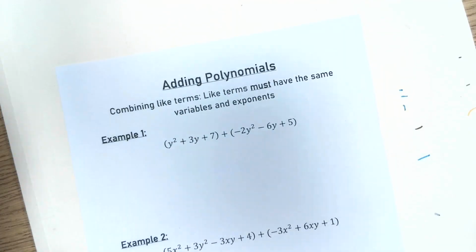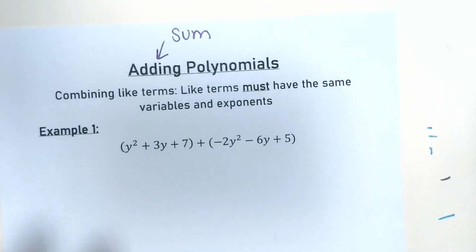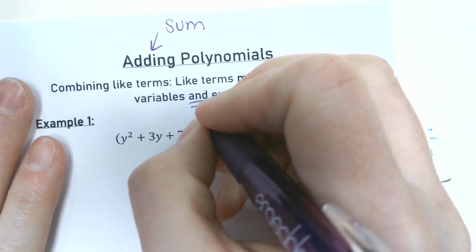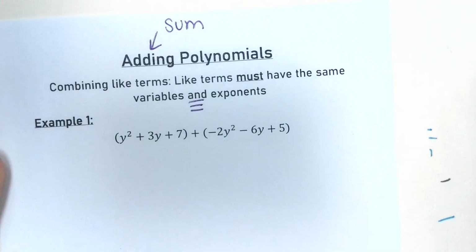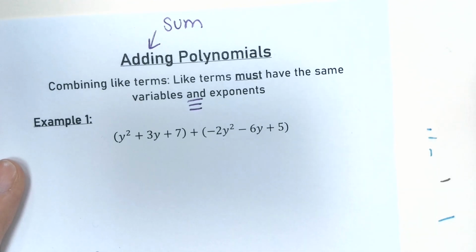All right, adding polynomials. So remember the term for adding is also called the sum of polynomials. So go ahead and add that word there. In order to combine like terms, you must have the same variable and exponents. It's not okay if they just both have x and y, or just they both have x. They have to have the same exponent also. So if they're both squareds, you can combine them. If one's a squared and one's not a squared, you can't combine them.